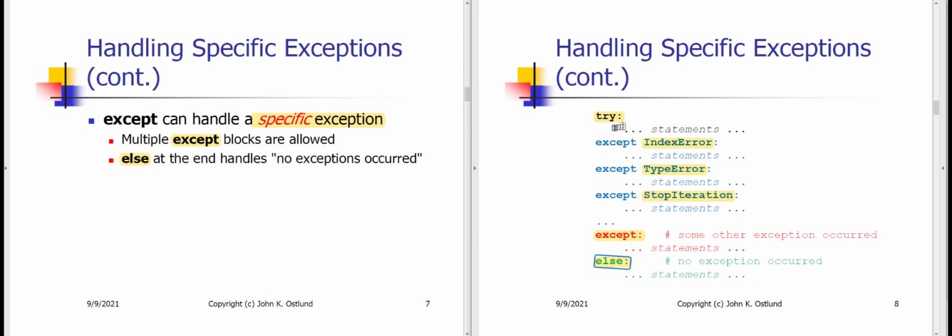Okay, so we're going to try to do some statements that we fear might cause an exception. If an exception occurs and that exception is an index error, we can handle it. On the other hand, if that exception is a type error, we can handle it. On the other hand, if that exception is a stop iteration error, we can handle it, etc., etc. Otherwise, if the exception is some kind of exception that we didn't have a specific way of handling, we'll handle this unlabeled exception. And otherwise, finally, if no exception did actually occur, we'll perform these statements that are within the else. Okay.